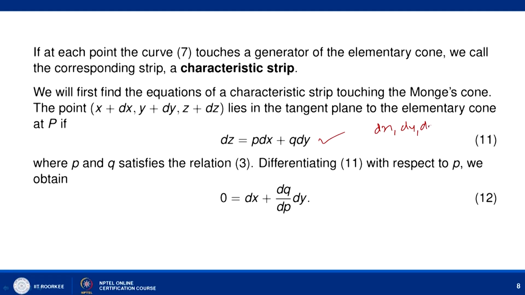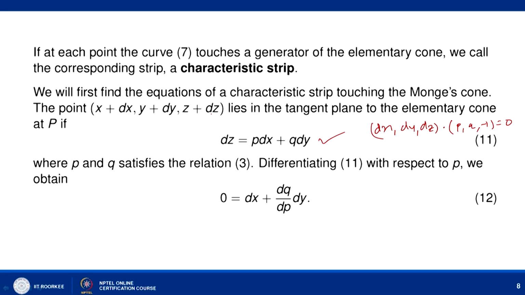The point x plus dx, y plus dy, z plus dz lies in the tangent plane of the elementary cone at P if it satisfies the following relation. If this point lies in the tangent plane, it must satisfy dz equal to p dx plus q dy. So it is quite easy to find: the dot product of (dx, dy, dz) with (p, q, minus 1) has to be 0.